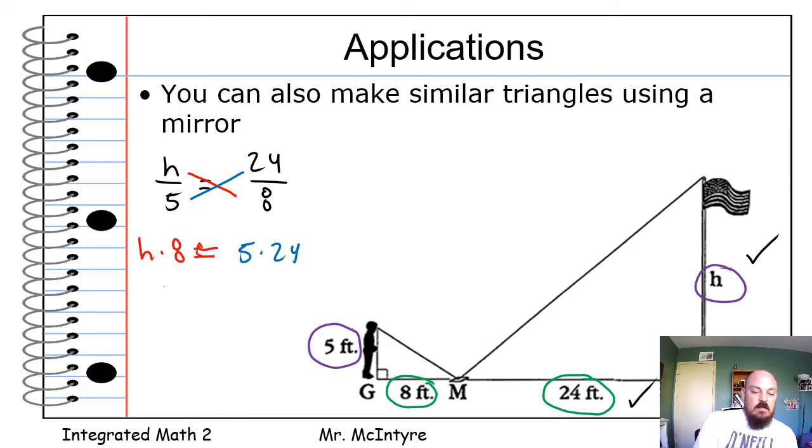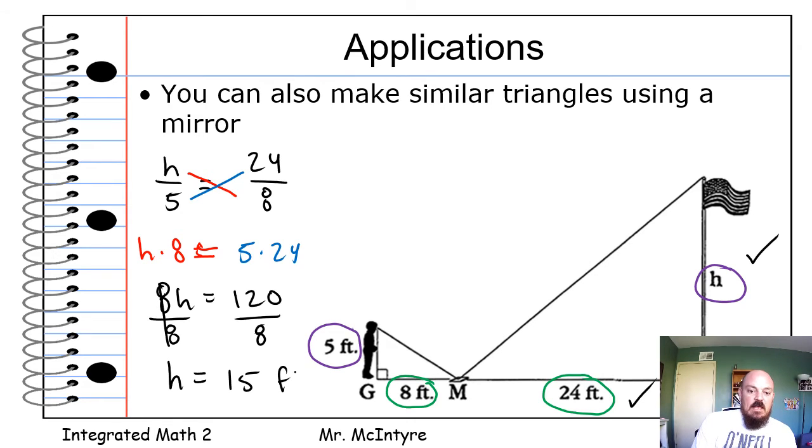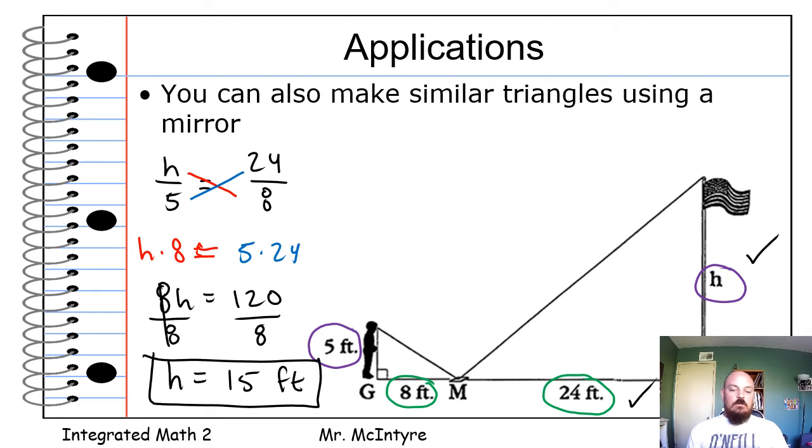Now h times 8, of course, is 8h. 5 times 24 is going to be 120. We'll divide by 8 and we'll be done. So this time h ends up being 15. And again, we just figured out how tall that flagpole is. It's 15 feet tall. So what we're doing is recognizing similar triangles in word problems, and then setting up proportions and solving exactly like we've been doing for 3 days in a row now.